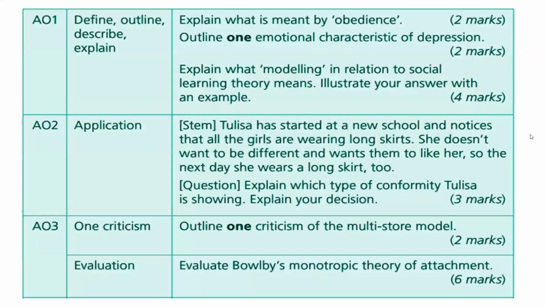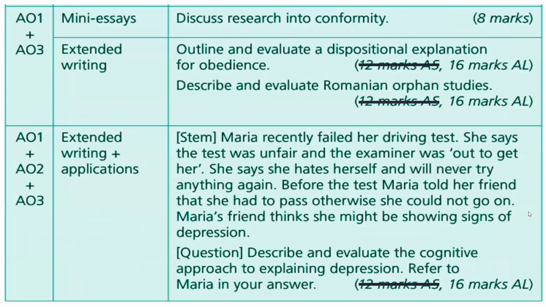So here you can see some typical AO1 questions, if you're simply asked to outline a characteristic of depression or explain what is meant by obedience. Those are all AO1 questions. And then for an AO2, you can see that it would give you a stem or a scenario, and then you have to apply your knowledge to that scenario. And then for AO3, you are asked to give a criticism, which would be an evaluation point, or to evaluate a theory. Okay, hopefully that makes sense.